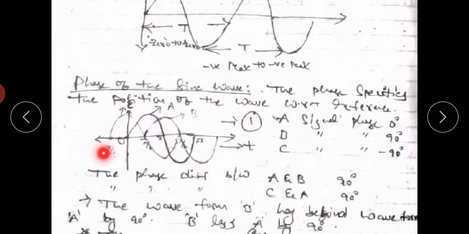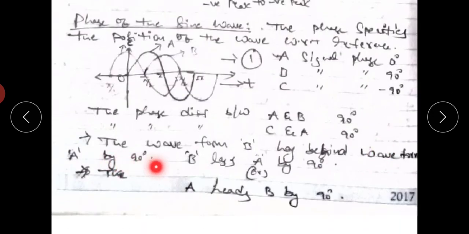Next, this is the B signal. The B signal starts at pi by 2, so the B signal phase value equals pi by 2 or 90 degrees. Next, the C signal starts at minus pi by 2. This is the C signal. C starts at minus 90 degrees, so the C signal phase value equals minus 90 degrees.